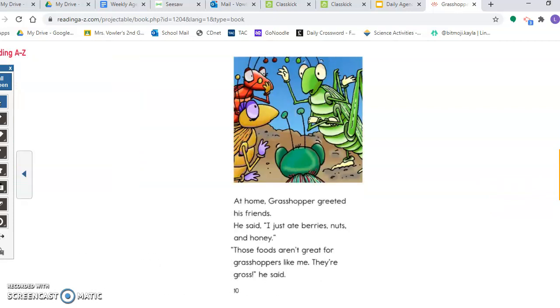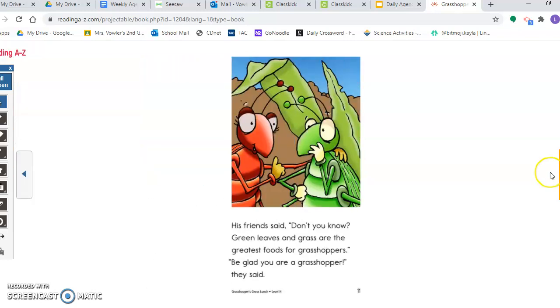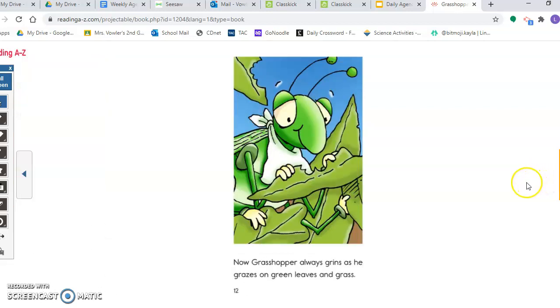At home, Grasshopper greeted his friends. He said, "I just ate berries, nuts, and honey. Those foods aren't great for grasshoppers like me. They're gross," he said. His friends said, "Don't you know? Green leaves and grass are the greatest foods for grasshoppers. Be glad you are a grasshopper," they said. Now Grasshopper always grins as he grazes on green leaves and grass.